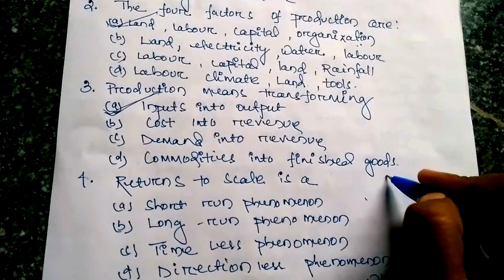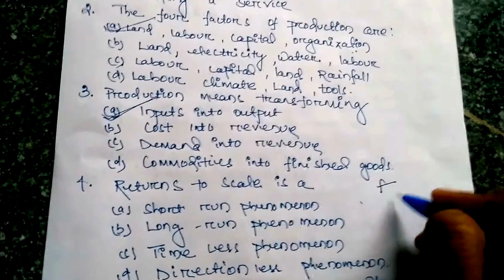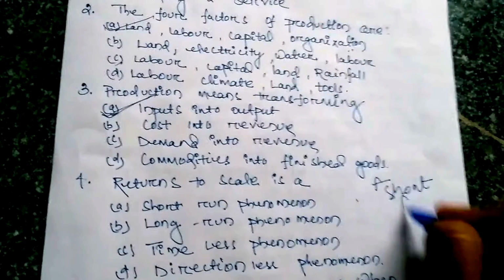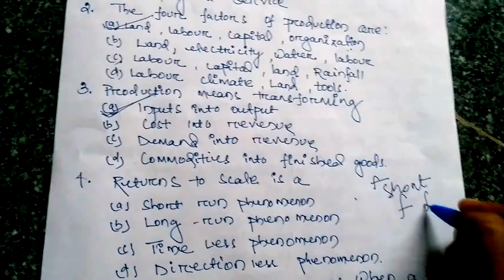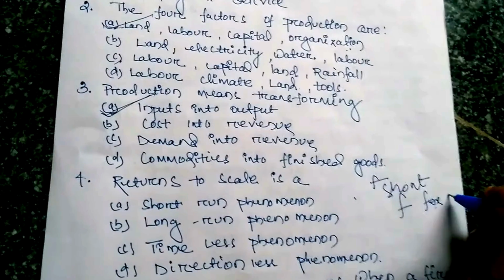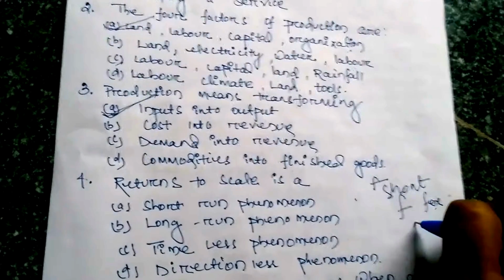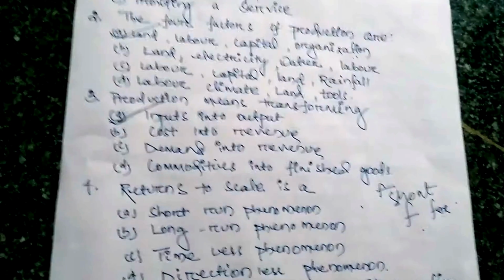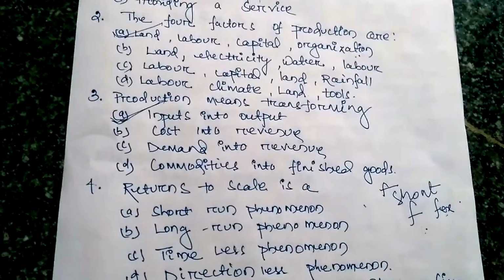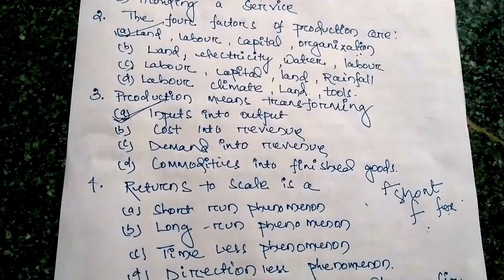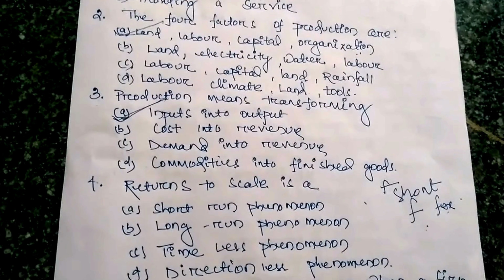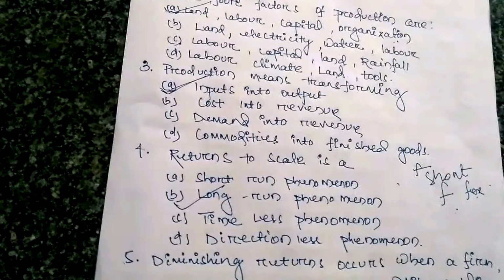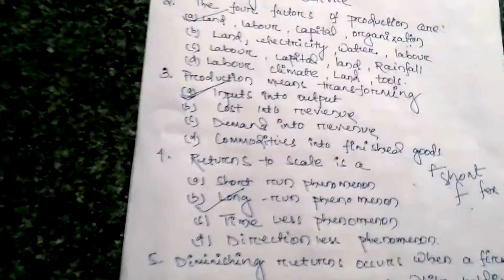When I discuss the law of returns to factor, I say that it is in the short run. In the short run, some factors are fixed and some factors are flexible, meaning some factors can be changed and some can be constant. But in the long run, everything becomes flexible, so no factor is fixed. So you have to know that the law of returns to scale is a long run phenomenon, and here no factor of production is fixed.